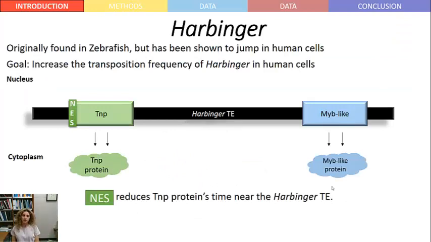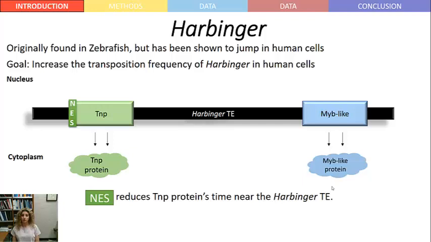So the specific transposable element that we are working with is called harbinger, and the reason we decided to use harbinger is because although harbinger is originally found in zebrafish, it has been shown to jump in human cells, meaning that we can observe its effects in human cells. So the goal is to increase the transposition frequency of harbinger in human cells. And the way for us to do this is first we have to understand the structure of harbinger.